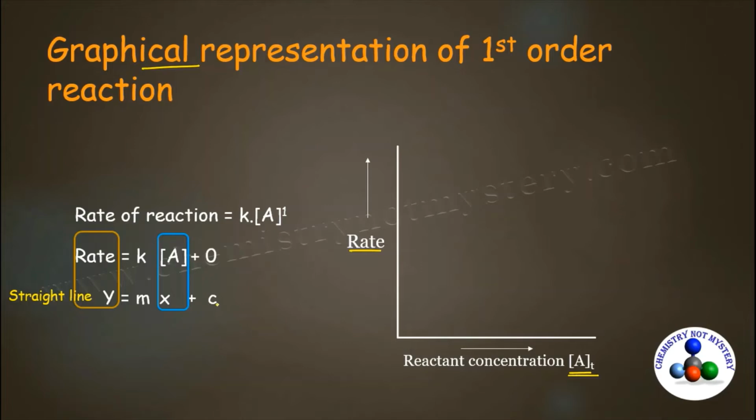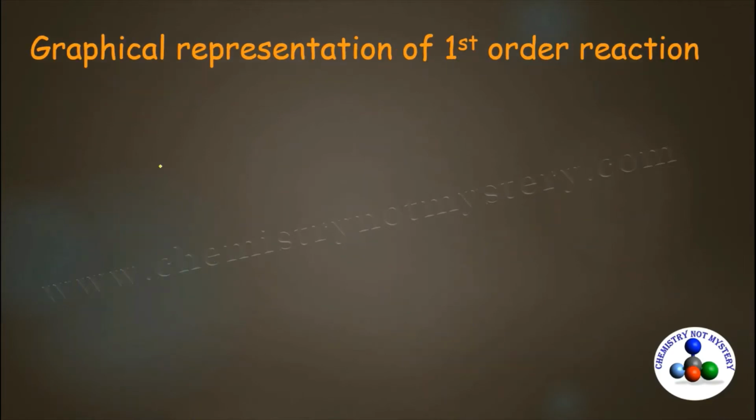Intercept, that is c, is 0. If the intercept is 0, that means a straight line will originate from the origin. You will get a straight line that originates from 0. Here the slope of this straight line will be equal to k. Because there are many forms for the first order reaction that we have studied, there will be many graphical representations for that as well.